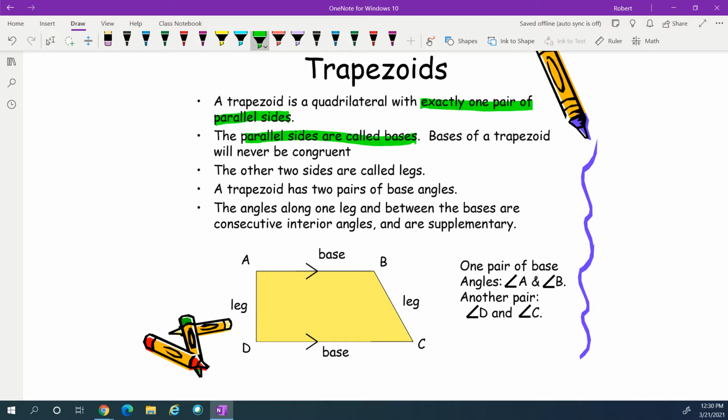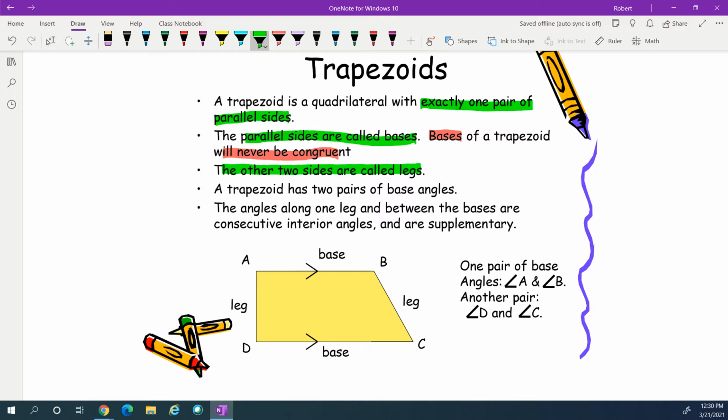So the parallel sides are called the bases, and those are parallel, but they will never be congruent. In a trapezoid, we have two parallel sides that are called the bases, and they will never be congruent. The other two are called the legs. Now that's really important. Most of our work is going to be with isosceles trapezoids.